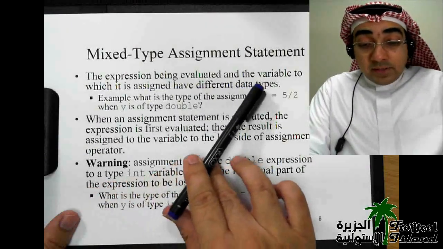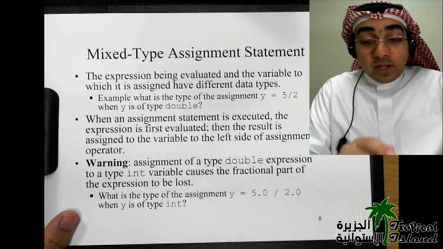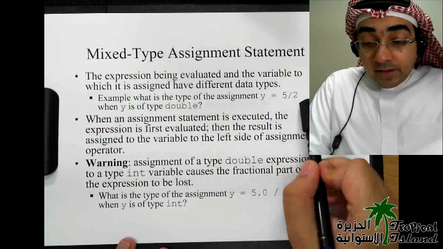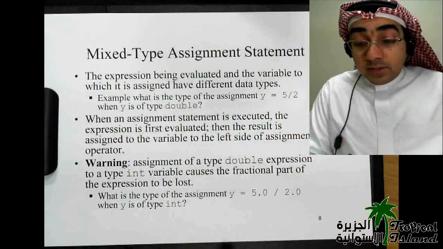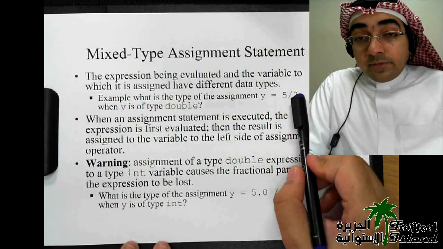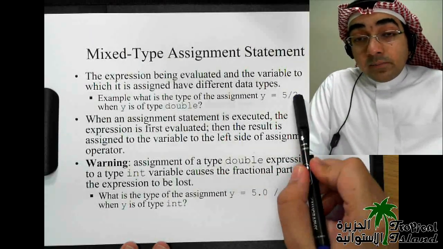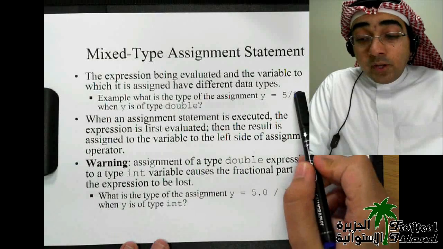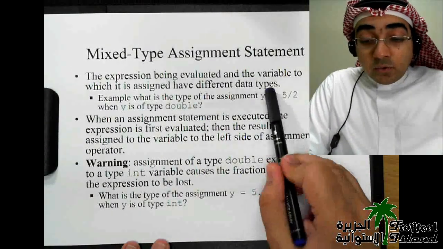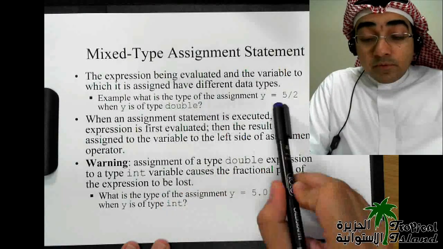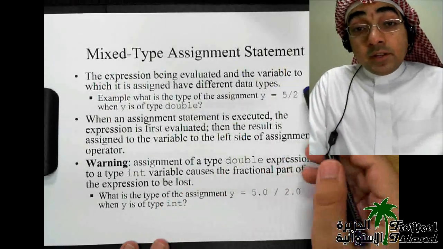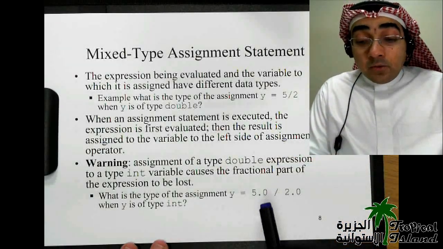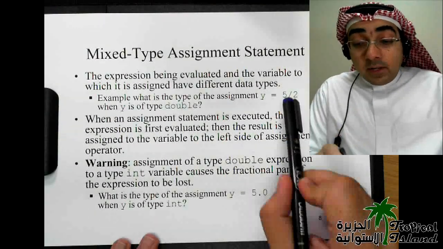Now, what happens when the expression being evaluated and the variable to which it's assigned have different types? What we're saying is, if we have 5 divided by 2 and we assign it to a variable y, where y is a double. 5 is an integer, 2 is an integer, so you divide 5 by 2 and you get an integer value. 5 divided by 2 is 2. So you get a 2 as a result, and then you have to assign it to y. But y is of type double, so how would we assign an integer value to a double? We have to raise the integer to a double, so the 2 will be raised to 2.0 and y will become 2.0.